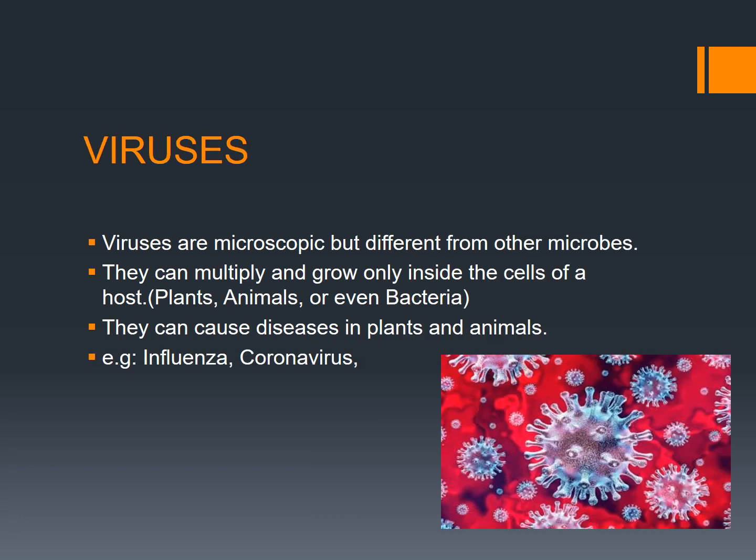The other type of microorganisms are viruses. Viruses are microscopic but different from other microbes. Why are they different? Because they are considered the border between the living and non-living. They can multiply and grow only inside the cells of a host, meaning cells of a living body, for example plants, animals, or even bacteria. They can cause diseases in plants and animals. Viruses are responsible for causing diseases in plants and animals.